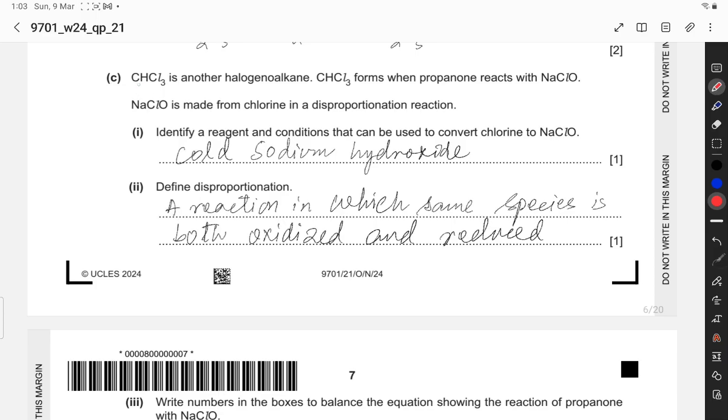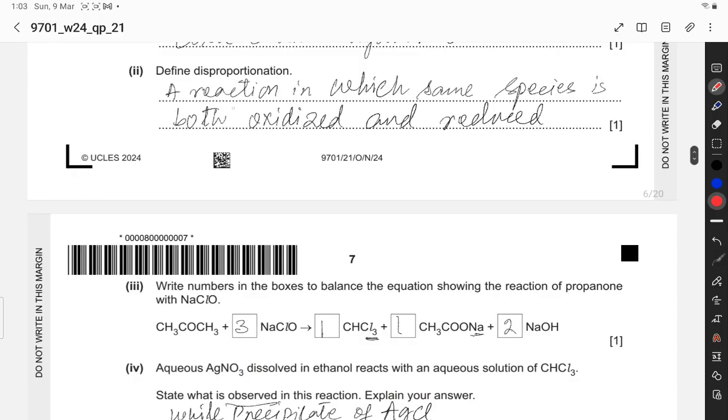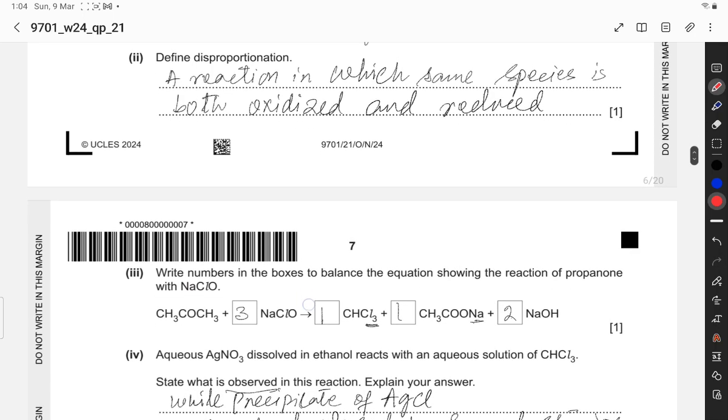So when any chlorine compounds react with sodium hydroxide, there are two types of reaction condition. One is the cold sodium hydroxide, another is hot sodium hydroxide. In cold sodium hydroxide, NaClO is formed, while in hot sodium hydroxide, NaClO3 is formed. So in this reaction, NaClO is formed, so the condition is cold sodium hydroxide. Define disproportionation reaction. Disproportionation reaction is a reaction in which same species is both oxidized and reduced.